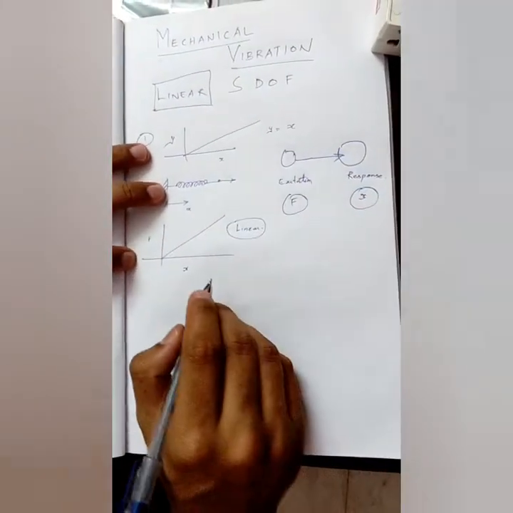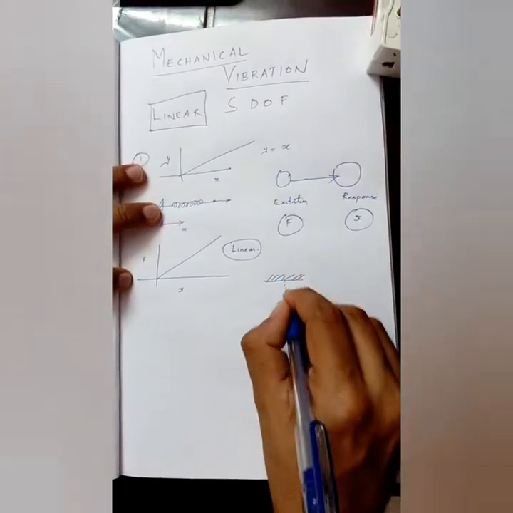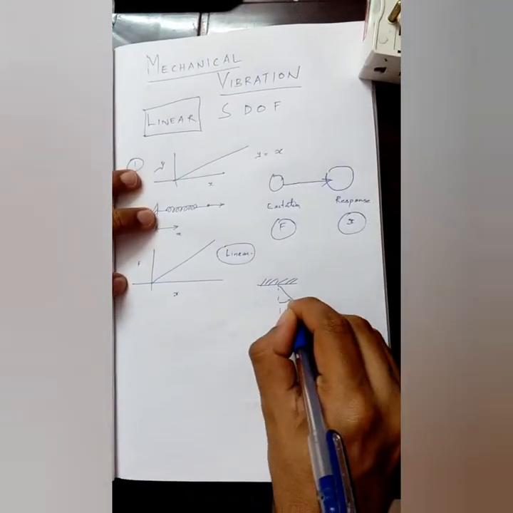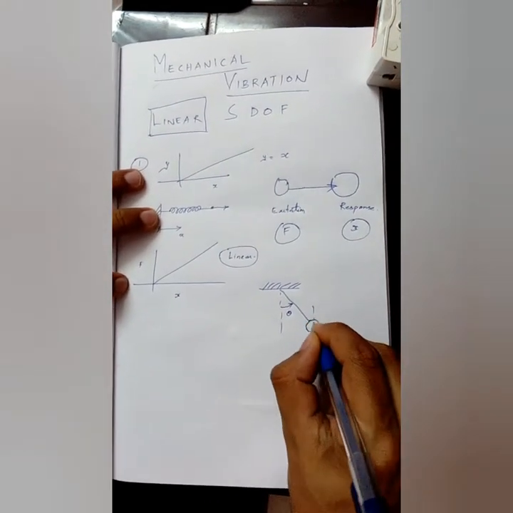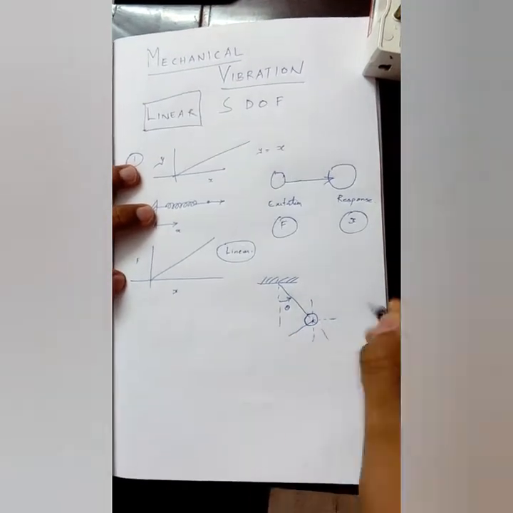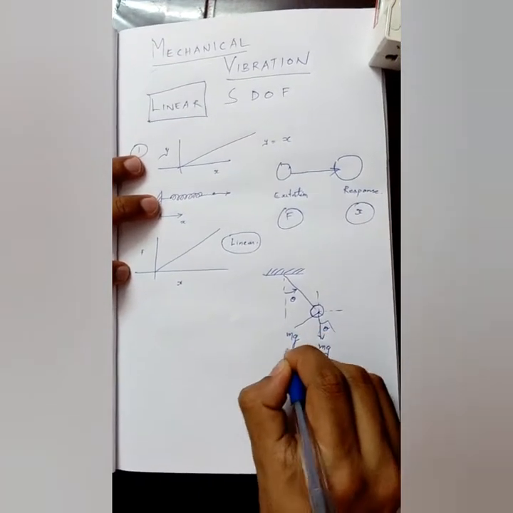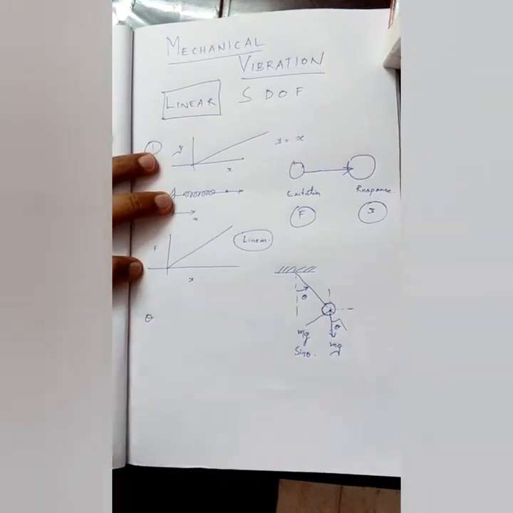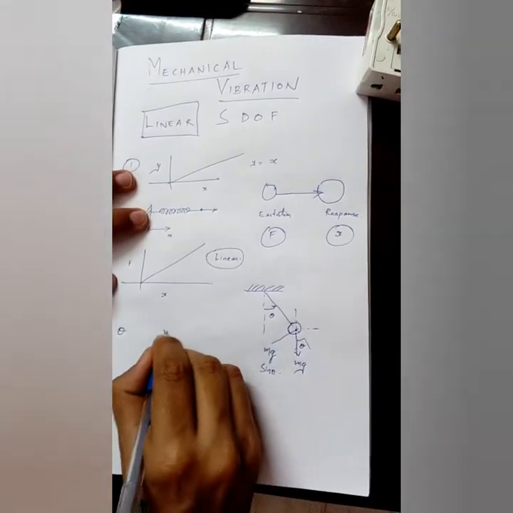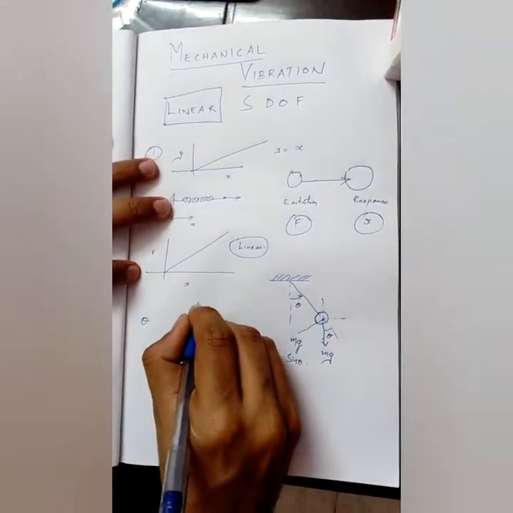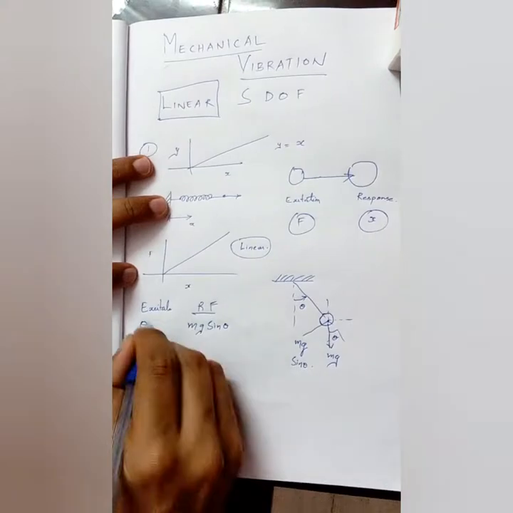I can give you a few real life examples. This is a simple pendulum example. Let's say theta is the displacement I am giving, theta is the amount by which I am pulling the system or disturbing the system, then the restoring force on this will be mg sine theta. This is your excitation because you are providing it on the system, and this is the response force.